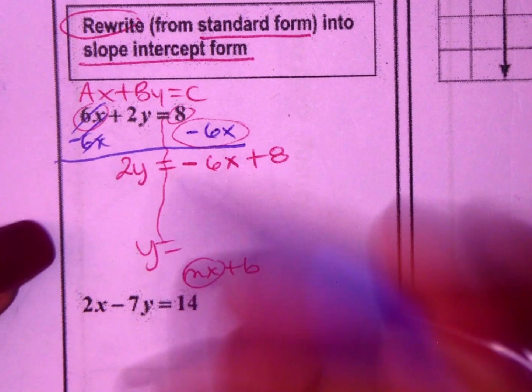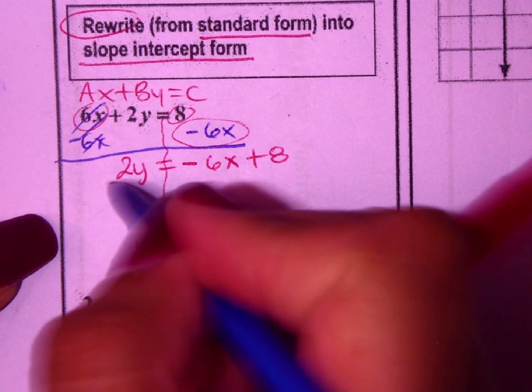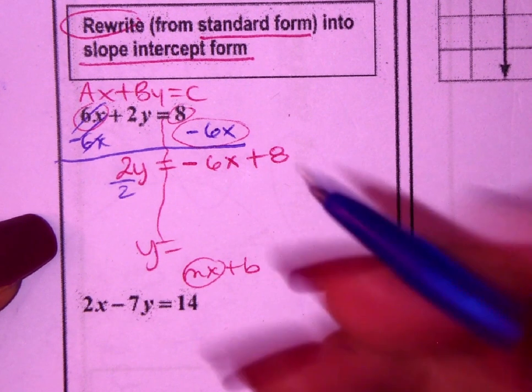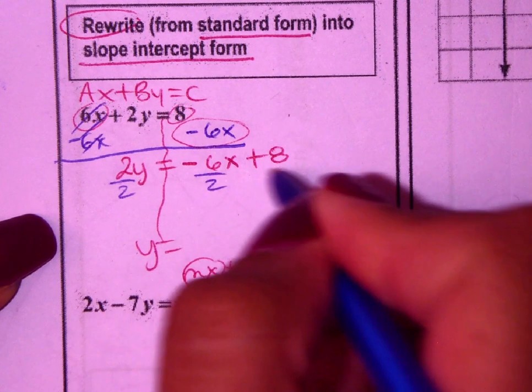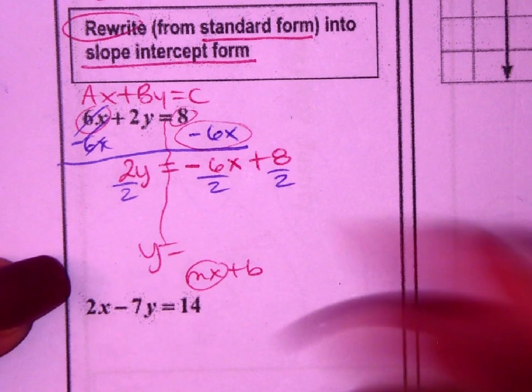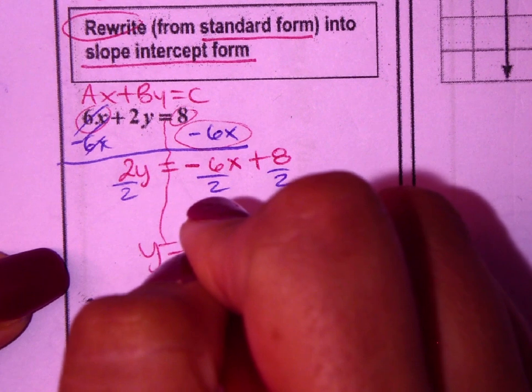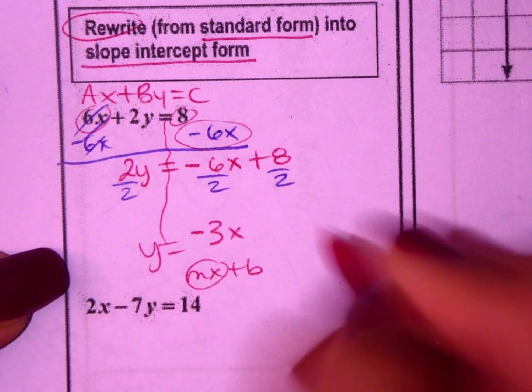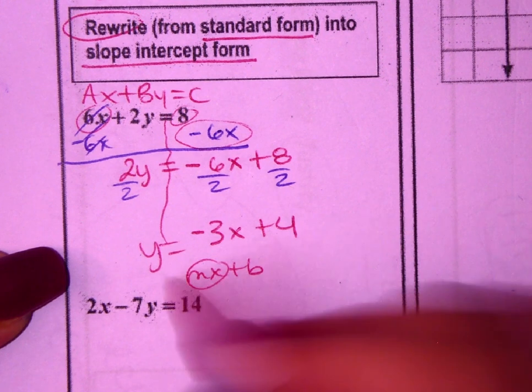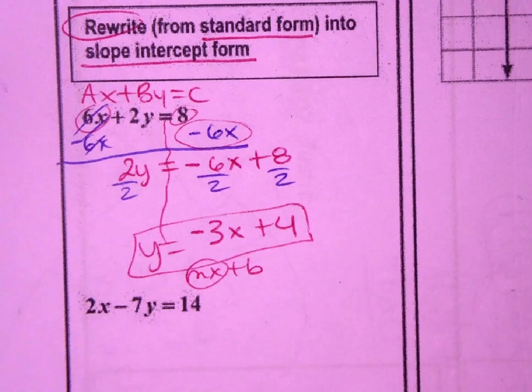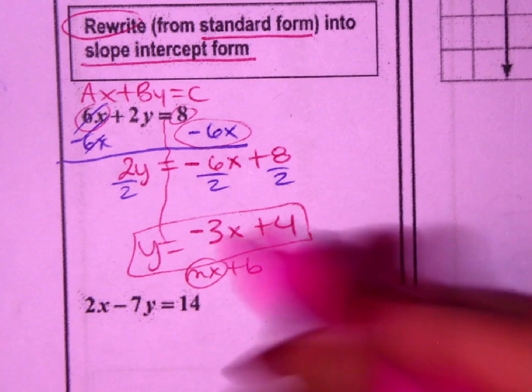To finalize this, we need to get the y to be by itself, so that's just getting rid of the coefficient, dividing. And you're going to divide each section here also by that number. So it's going to be y equals negative 3x plus 4. So in this equation, the slope is negative 3.